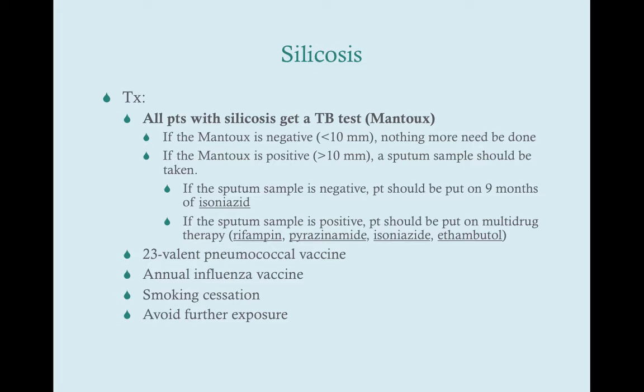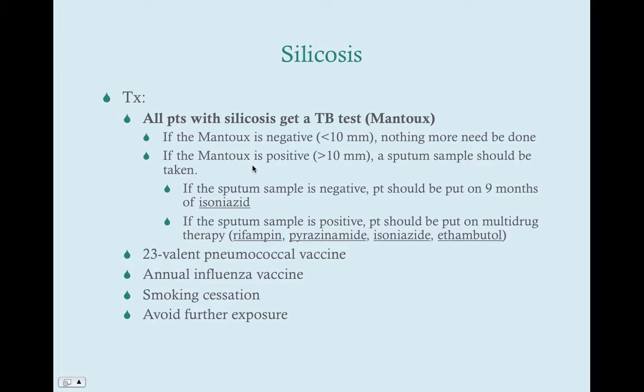The patient's negative for TB. If the induration is greater than 10 millimeters, so we're just doing this TB test here, then you need to get a sputum sample as you normally would in these patients. Now, this is a little different than how it normally works for a TB test.